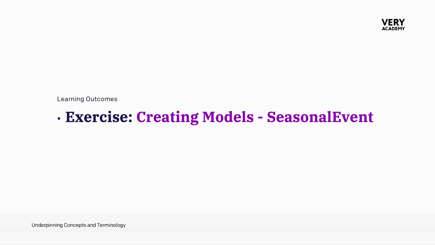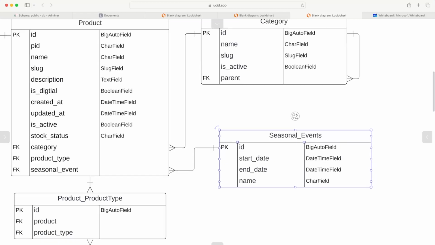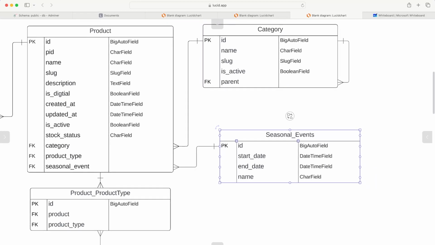Hopefully you are now starting to feel familiar with the process of building models. Let's focus now on seasonal events. In this table, we are storing the start and end time of an event and the name of the event. This is a really slimmed down table, but once we start querying the database, it will add some complexities for us to better understand querying across tables. So for now, we're going to create the seasonal event table. It's going to have a start and end date, which is a date time field, and the name.